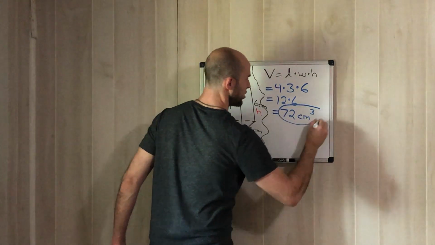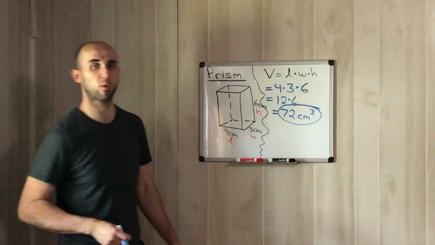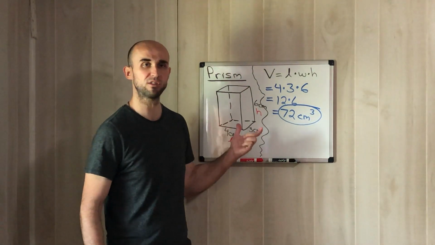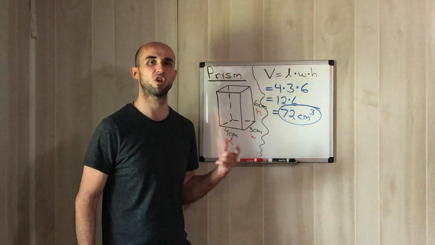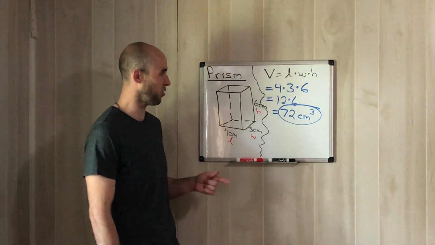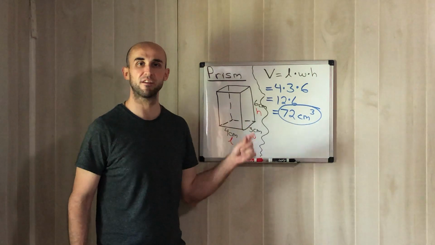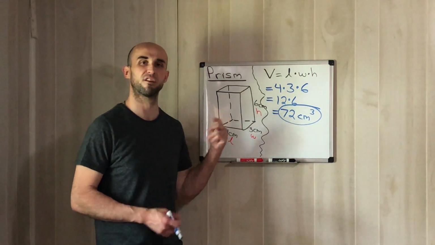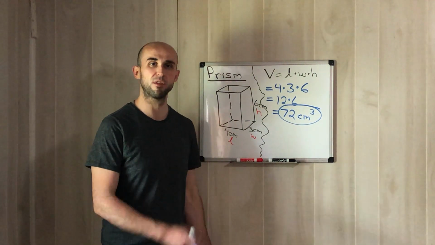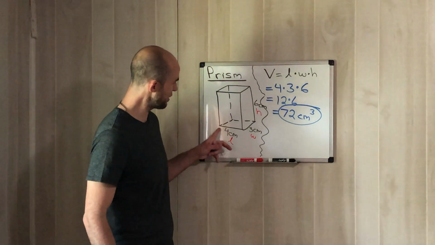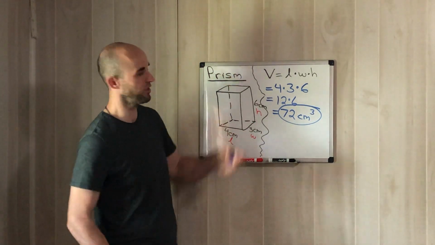Volume is always cubed. And you're going to have one of those questions again. So looking at this rectangular prism, we know that it holds 72 centimeters cubed inside of it. That's how much you'll be able to hold. So when you're finding the surface area of the prism, and you're finding the volume of the prism, just always remember, label your length, label your width, and label your height.